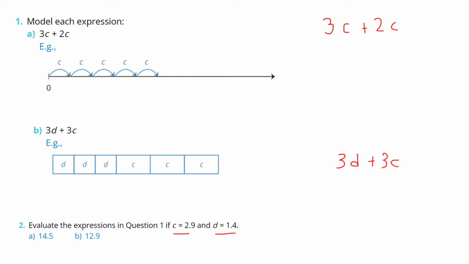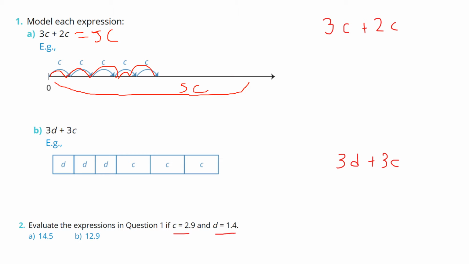So one way to model that is on a number line, as you can see here. So we take the 3c and we make 1, 2, 3 jumps, plus the 2c, then we make another 1, 2 jumps. And when we look at that all together, we have 5c. So that's one way to model this. So 3c plus 2c equals 5c. And again, we can add them together because the variables are the same, the two c's.